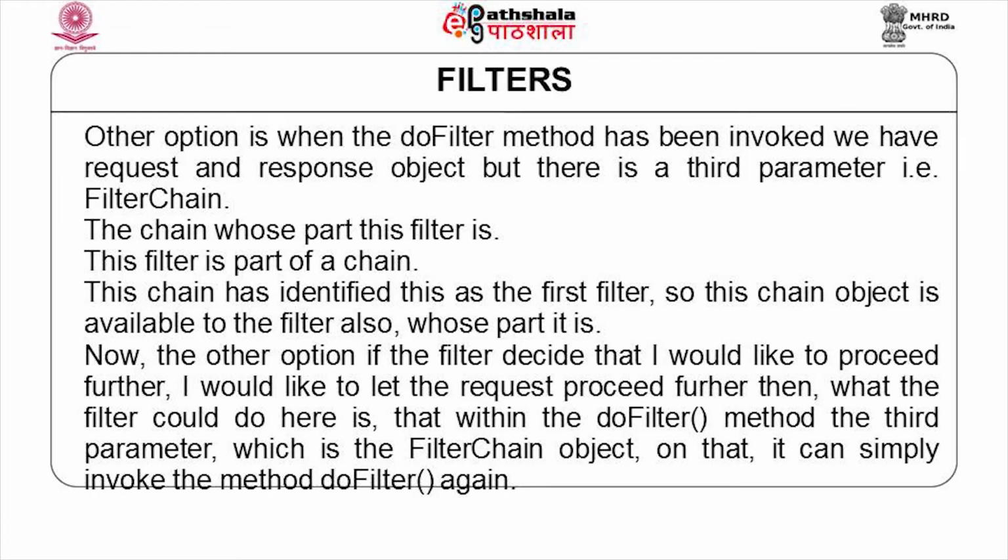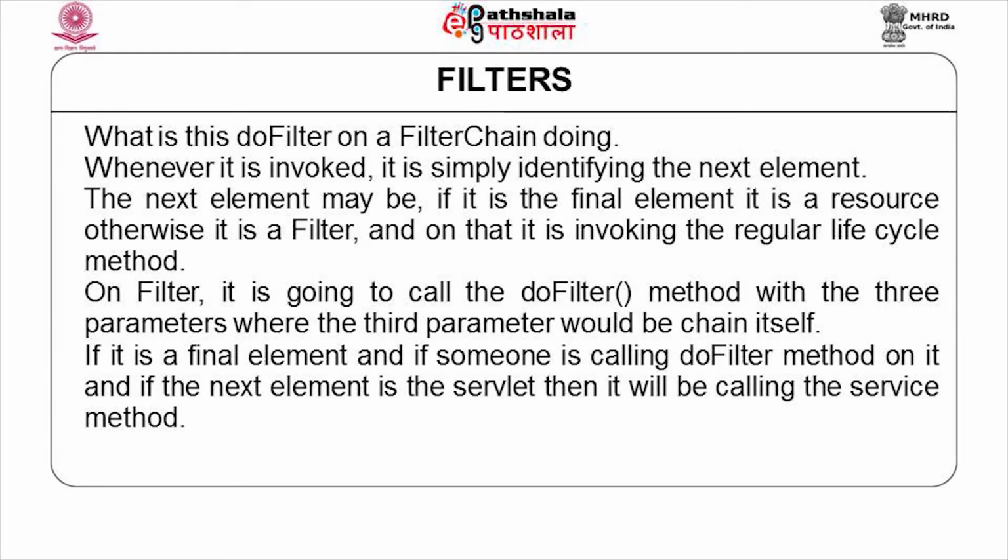The next element, if it is the final element, is the resource; otherwise it is a filter, and on that it is invoking the regular life cycle method. For example, if it is a filter, it is going to call the doFilter method with 3 parameters, where the third parameter would be the chain itself, along with the request and response objects. Or if it is the final element and someone is calling doFilter on it, where it has the only element left, the next one is nothing but the servlet, and it would be calling the service method by giving the request and response objects.